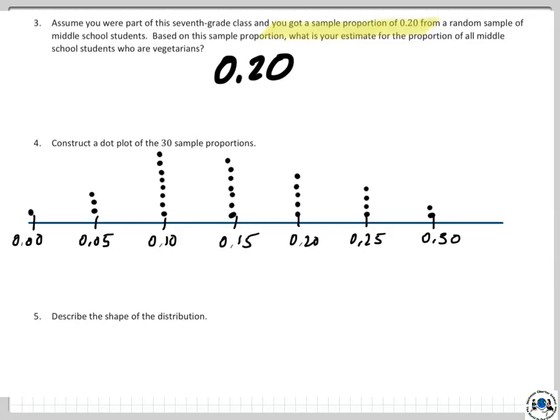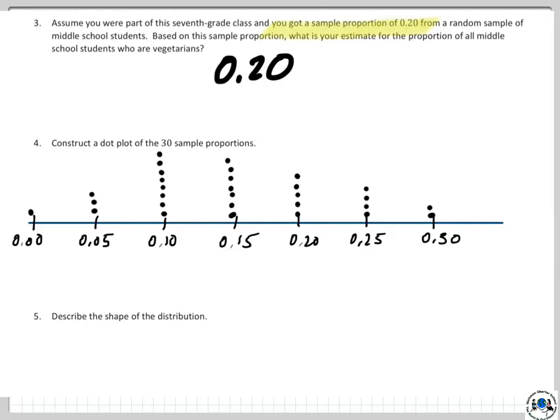I'm going to populate my graph here, my dot plot, and there it is. And there is our distribution of 30 sample proportions. Okay, and those are the hypothetical ones I put over there.